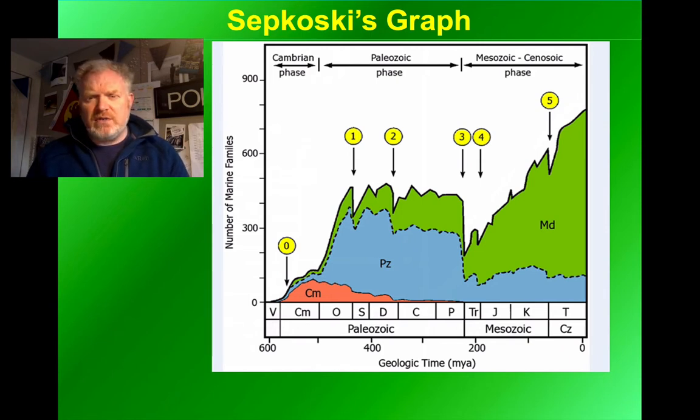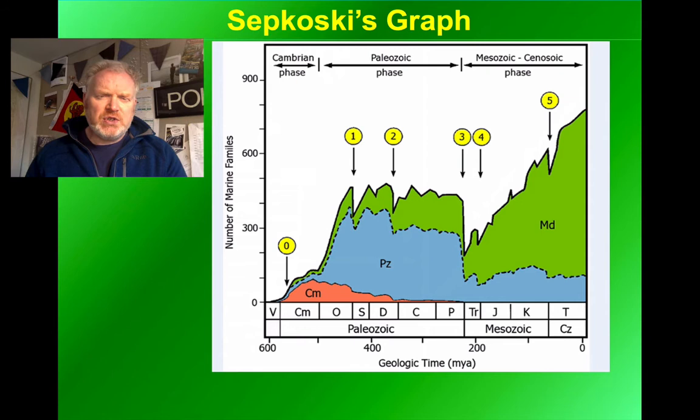It plots as a vertical axis there the number of marine families. Now, a family is quite a big taxonomic group that will contain possibly many different genera, possibly hundreds or thousands of different species. So, they're quite large groups. But we do see some patterns of how they've changed over time. Now, Jack Sepkoski, who put this graph together, divided up these marine invertebrates into three different groups.